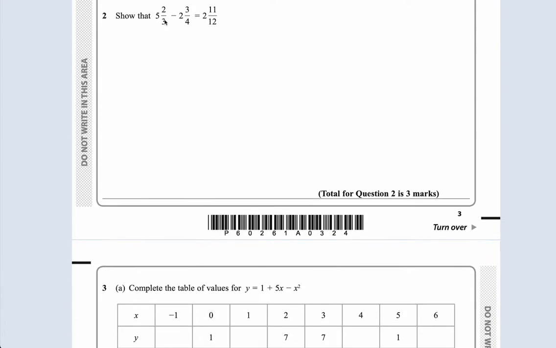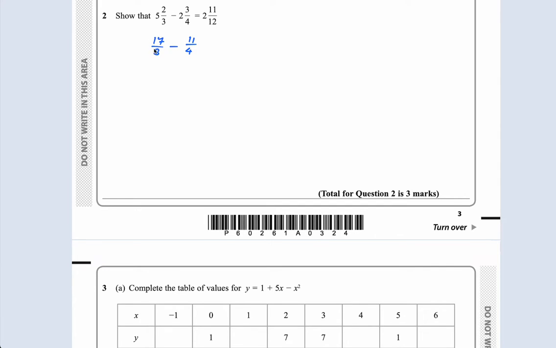Question 2. Show that this minus this equals this. Okay, so we will change the mixed numbers, guys, to improper fractions. 3 times 5 is 15, plus 2 is 17. 17 thirds minus 4 times 2 is 8, 8 plus 3 is 11. 11 quarters.